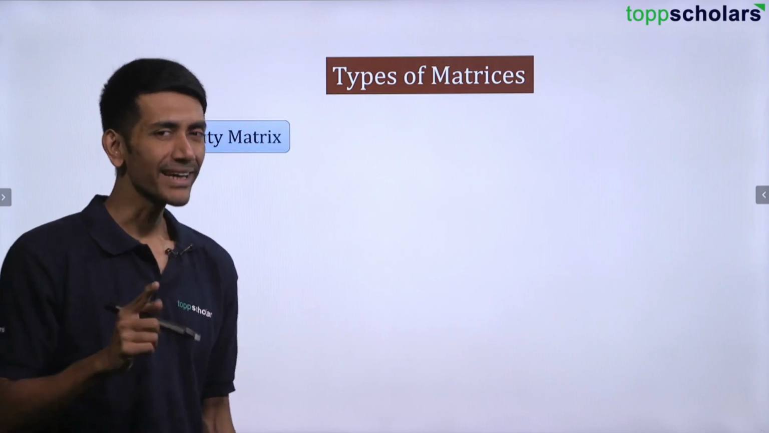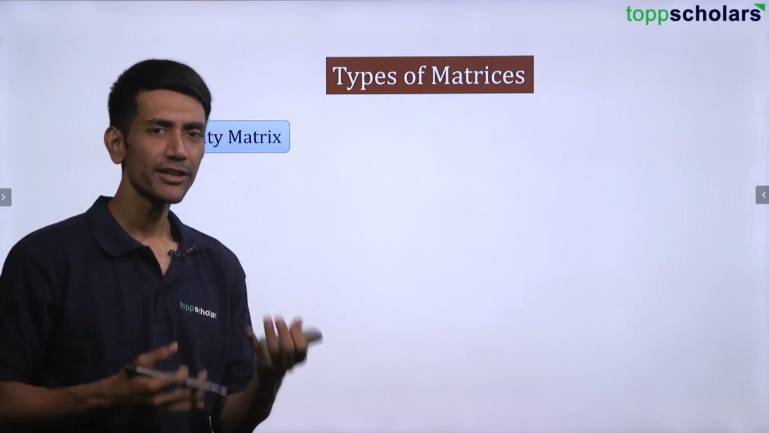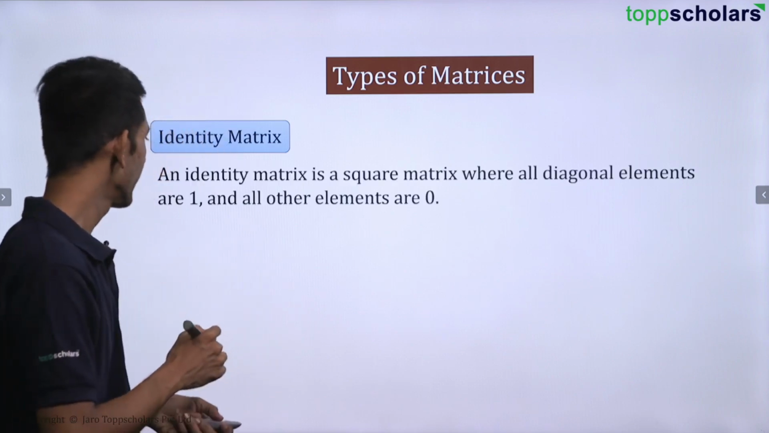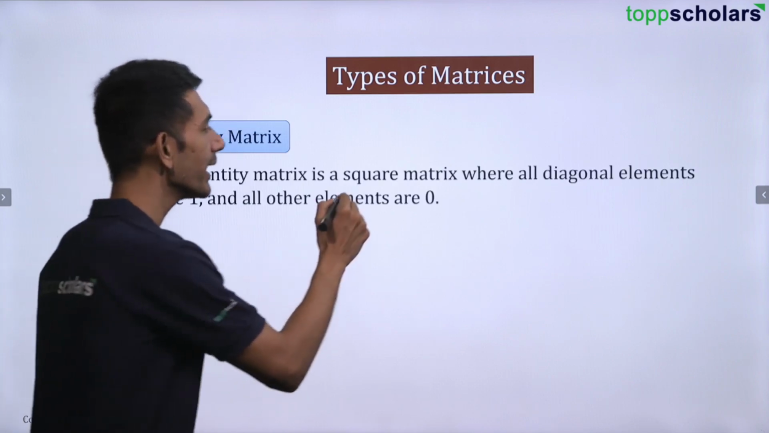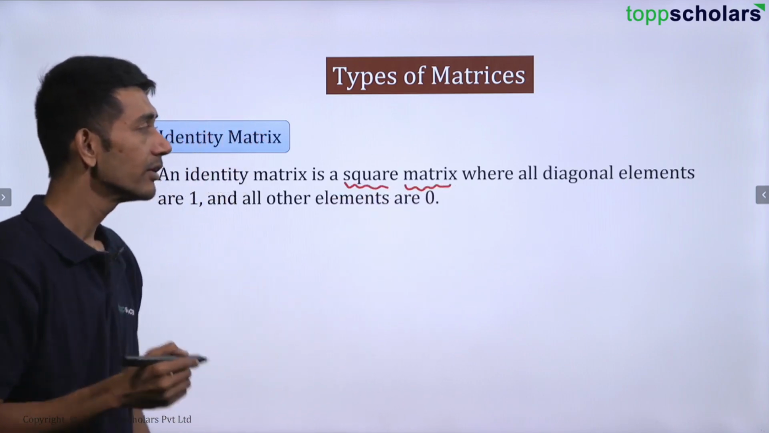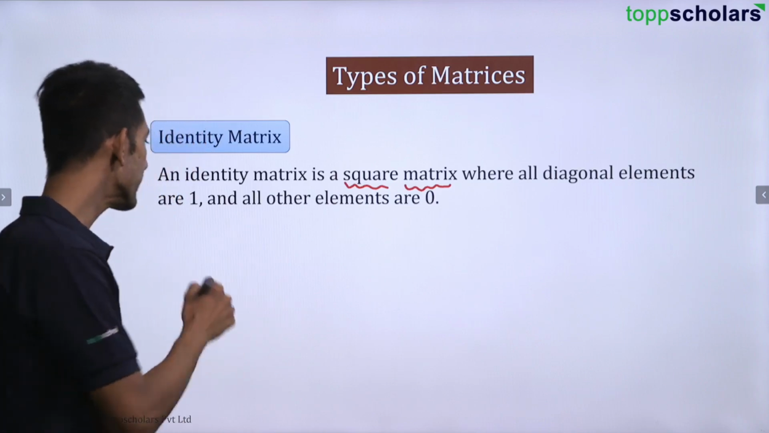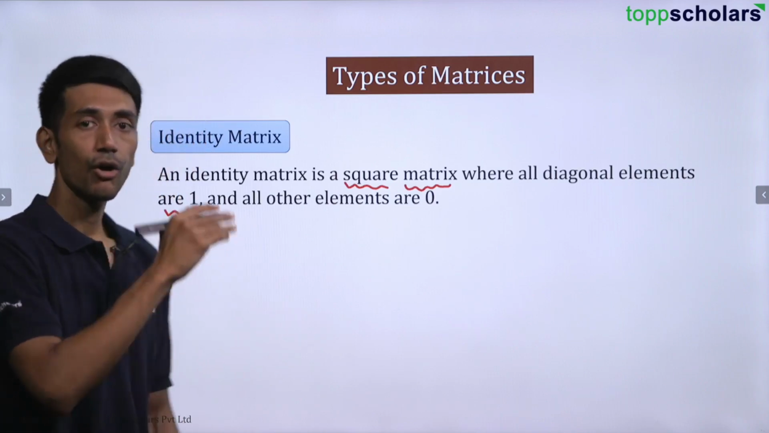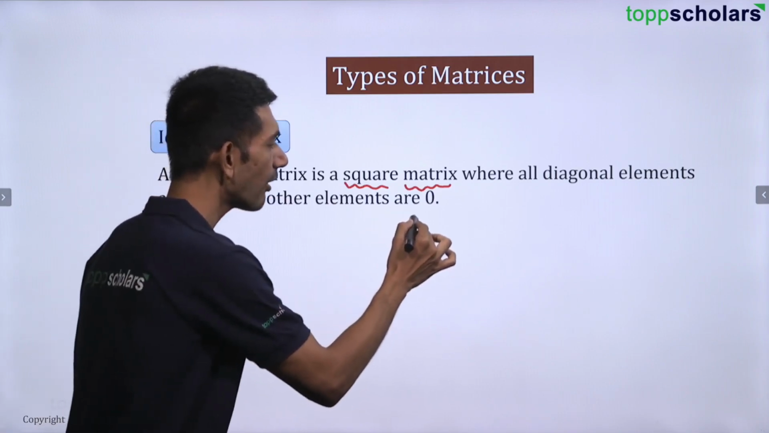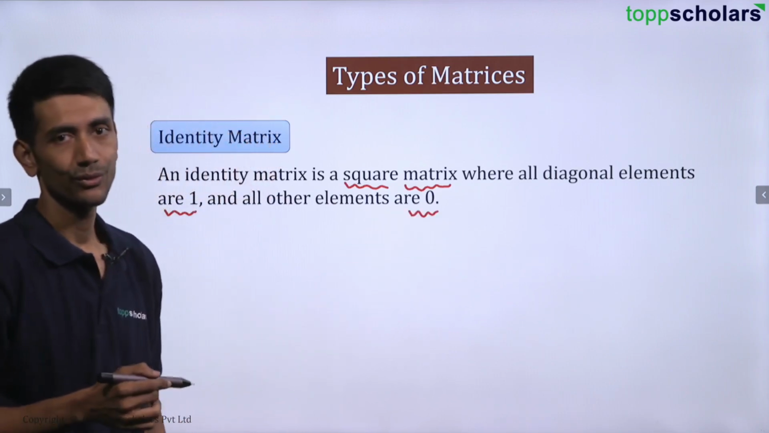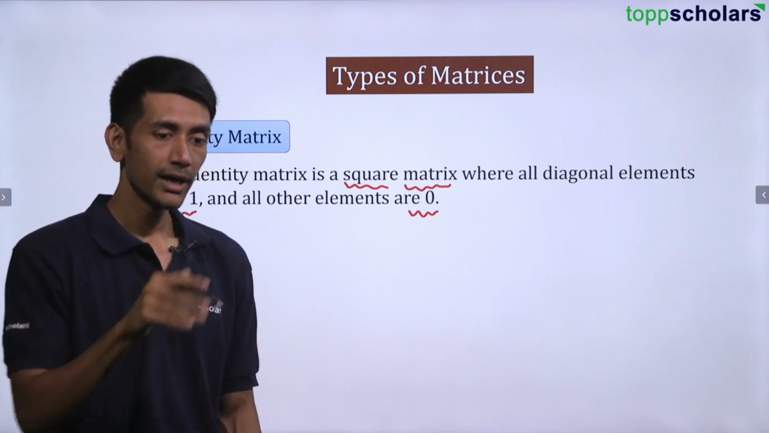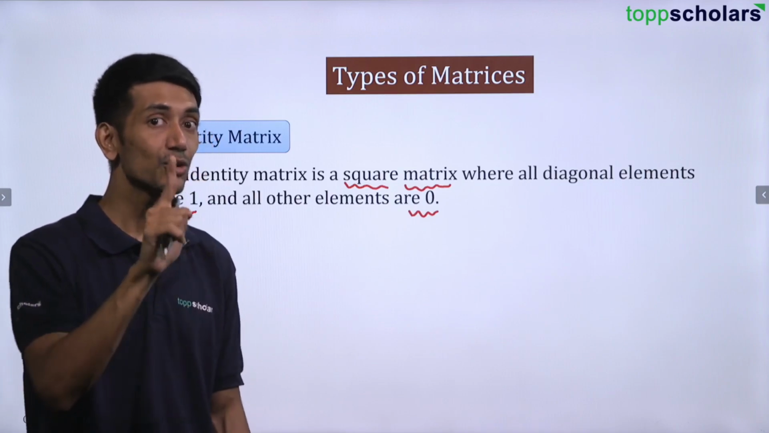Identity, that means 1, right? In mathematics, identity is generally termed as 1. So how can you define an identity matrix? An identity matrix is a square matrix where all the diagonal elements are 1 and all the other elements are 0. That is, the non-diagonal elements should be 0 and the leading diagonal elements should be 1.